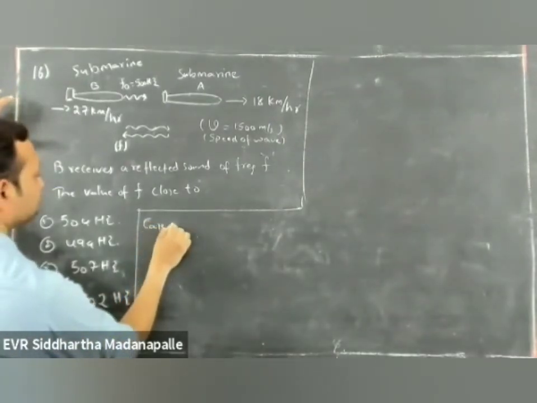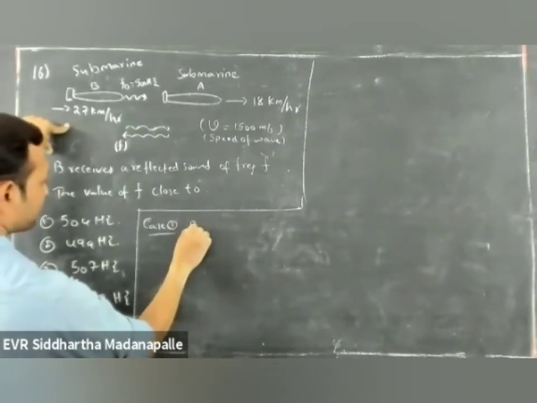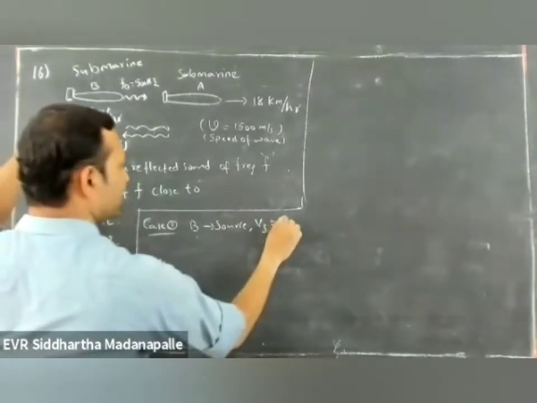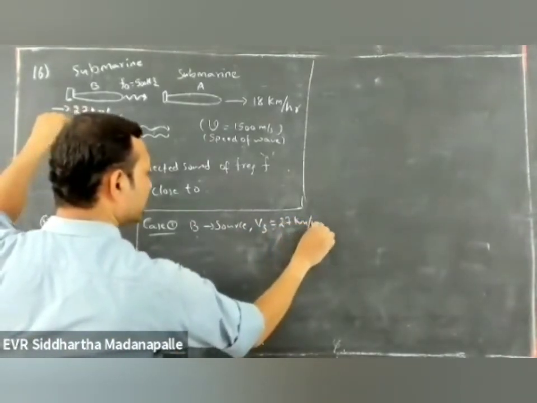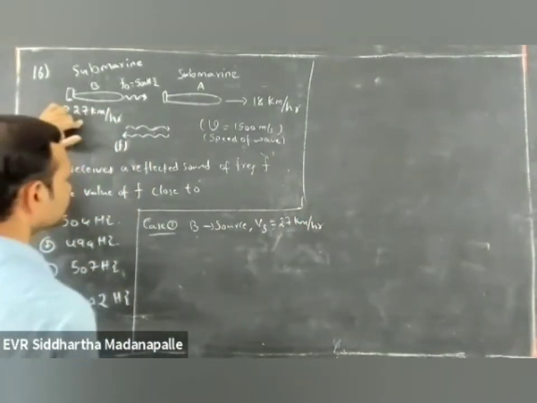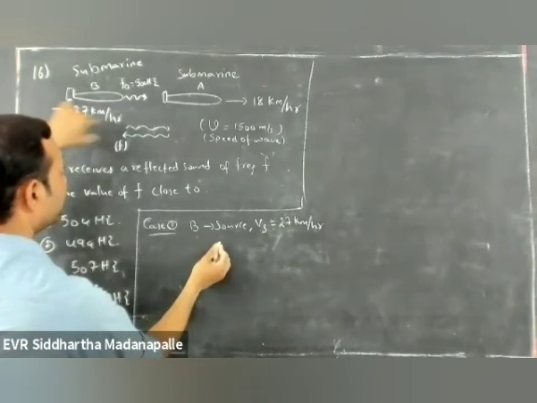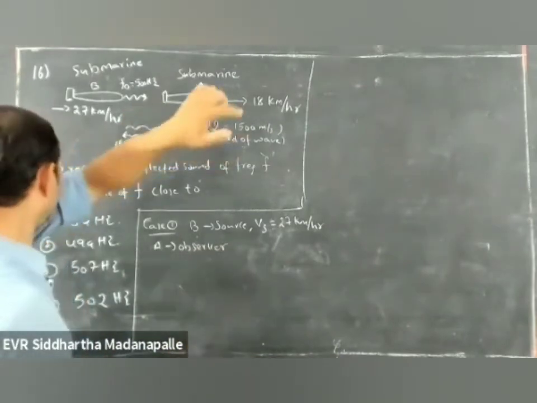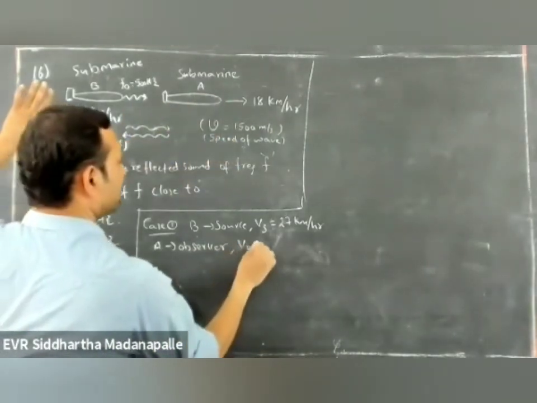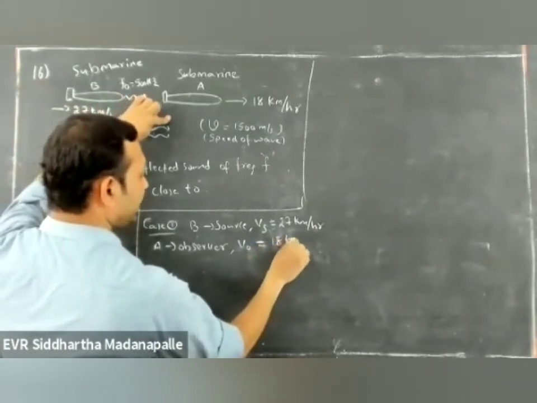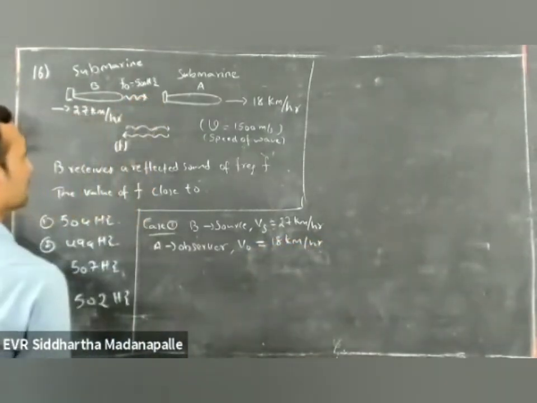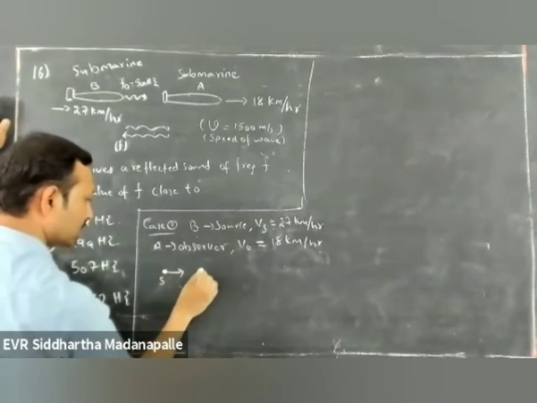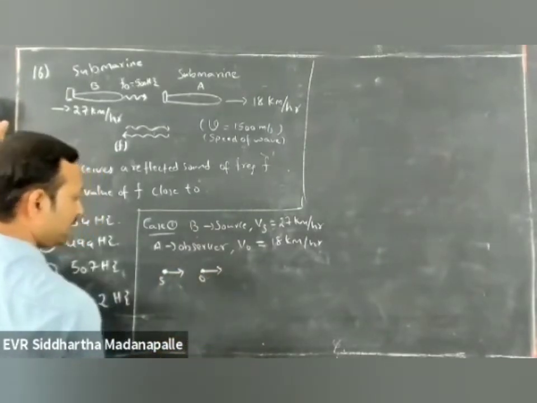So case 1: which one is the source? B is the source, so the source speed is 27 kilometer per hour. Okay, what is f naught? And A is the observer. So what is the V naught value? V naught value is equal to 18 kilometer per hour. And here both are moving in this direction, source and observer moving in this direction.